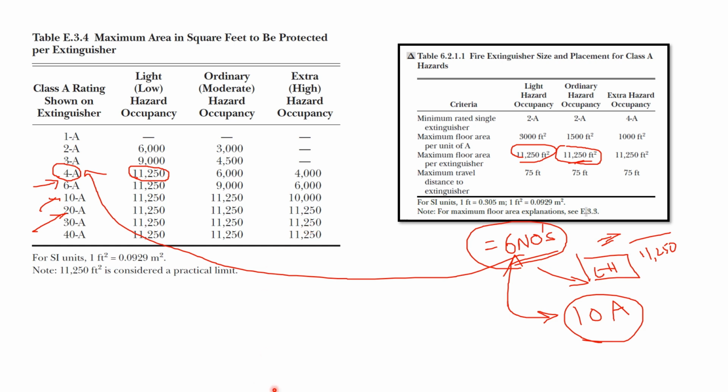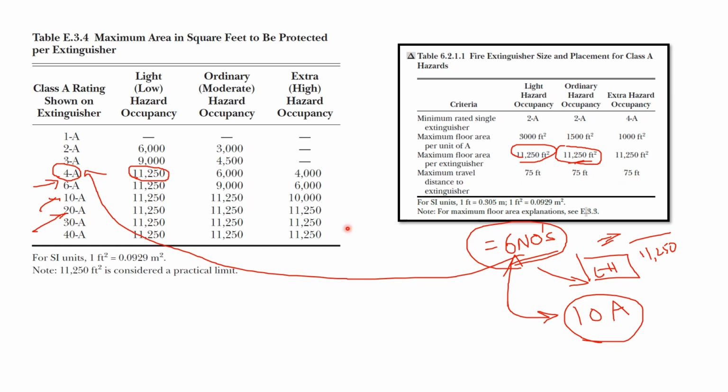But there is a second requirement from this particular table. Now we got 6 number extinguishers, and we also considered the rating for the extinguisher, but there is one more criteria. Maximum travel distance to the extinguisher will be 75 feet, which is equivalent to 22 or 23 meters. So 75 feet for light, ordinary and extra hazard.